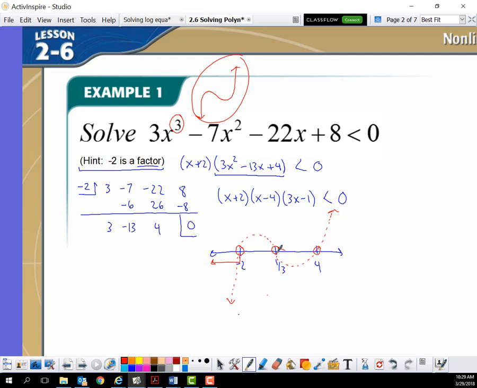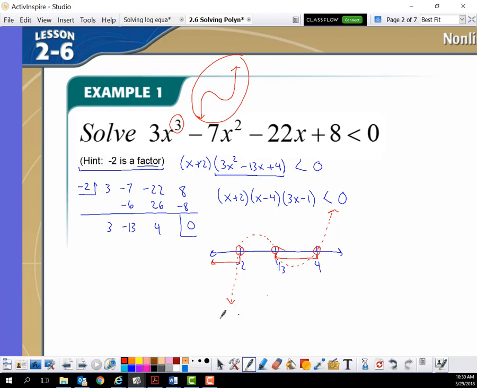1/3 to 4 would also work because, again, those values are negative. And then 4 to infinity would not work because these values here on this part of the graph are greater than 0. Okay, so we have two different parts here, and we're going to write the union of two inequalities.